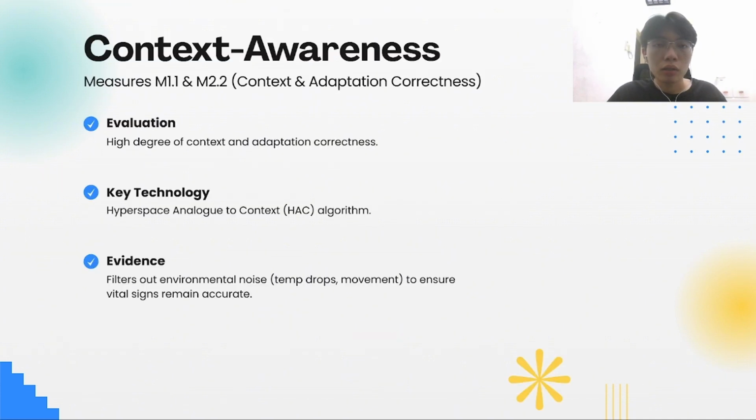Starting with context awareness, the system demonstrates a very high degree of correctness. Our primary evidence for this is its use of the hybrid approach to context, which is the HSC algorithm. It dynamically filters out environmental uncertainties like a sudden drop in room temperature, ensuring the wireless signals transmitted reflect the true real-world situations.